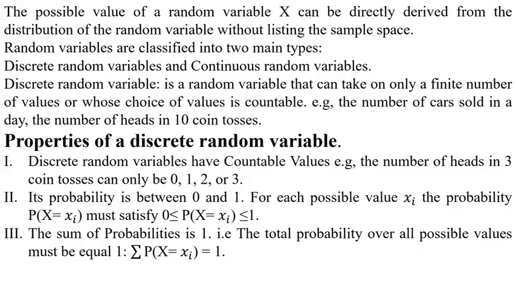The third one, the sum of probability is 1. That means when we sum all the probabilities of a discrete random variable together, the total is always 1. The summation is always 1. All the probabilities of a discrete random variable must sum to 1. That is, the total probability over all possible values must equal 1. That is, our summation of P(X = xi) must equal 1.